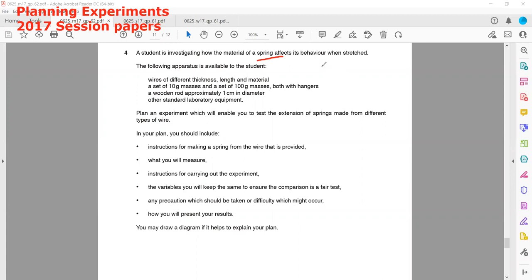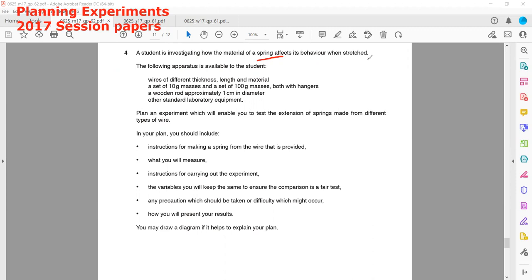Student is having wires of different thickness, length, and a material. A set of 10-gram masses and a set of 100-gram masses, both with hangers or hooks, is there. A wooden rod approximately 1 centimeter diameter and other standard lab equipment. Plan an experiment which enables you to test the extension of a spring made from different types of wires.